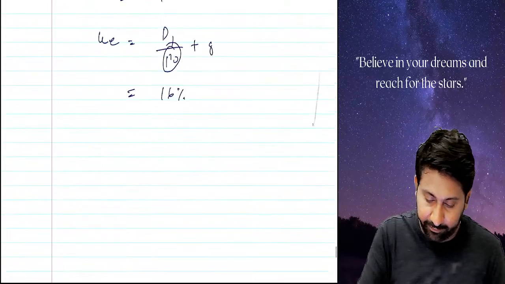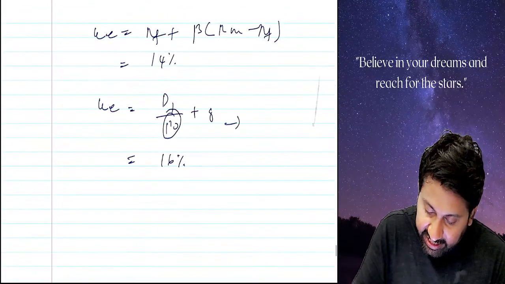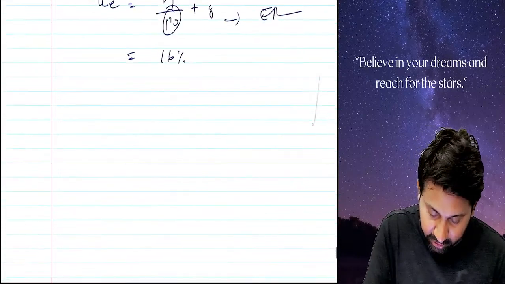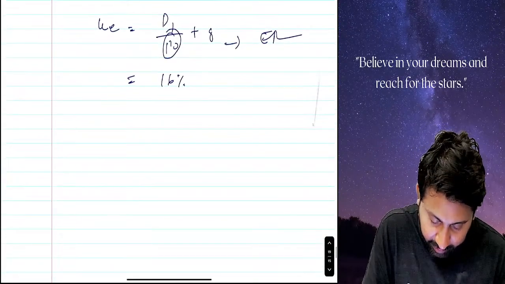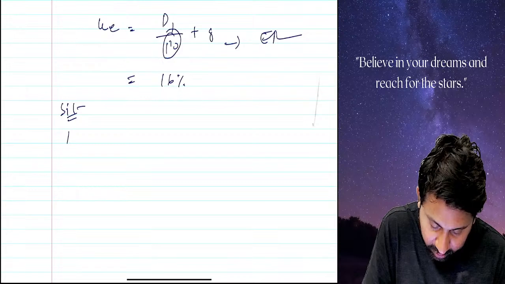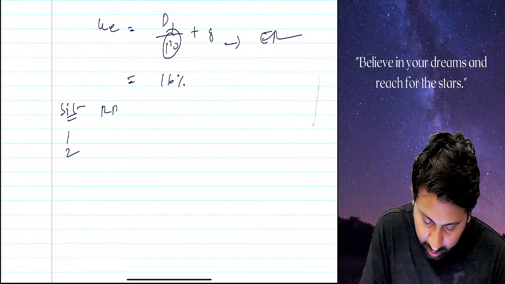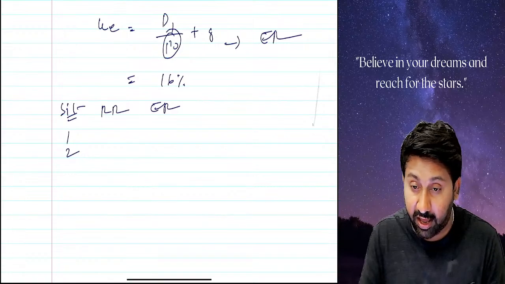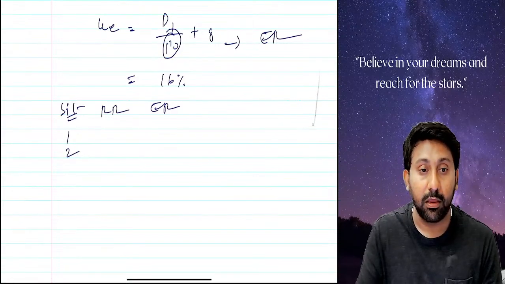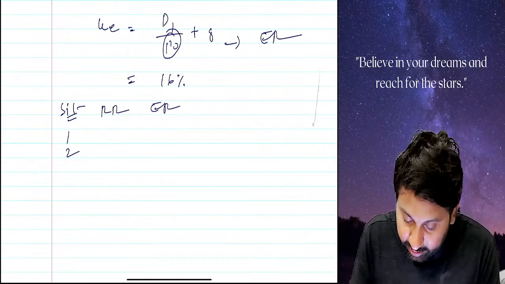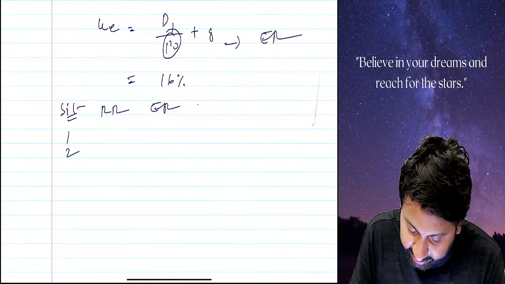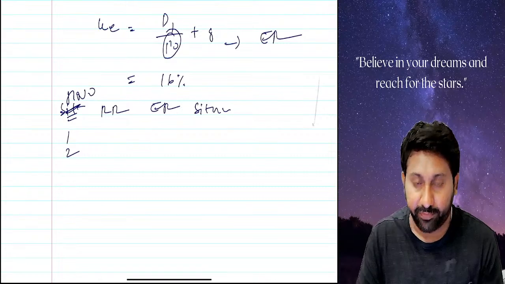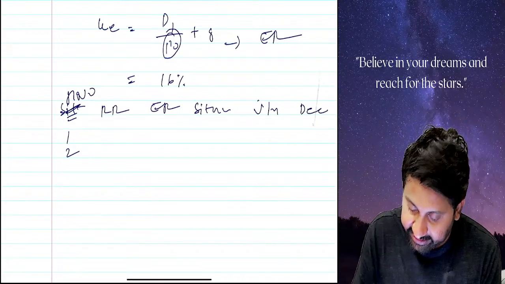You got 16. See here, this KE is market expectation. This KE is required return. So like this we need to do the question now. Situation 1, 2. RR, ER. What is the situation going on? This is serial number, situation, valuation, decision.